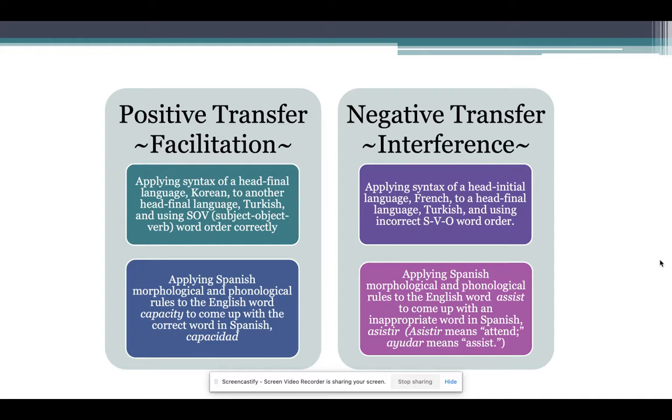Negative transfer, in contrast, is when a difference between the L1 and L2 causes learners to make errors or learn more slowly. For example, in English, we change our negatives when they're used with verbs. So we say, I'm not going to the party, instead of "I'm no going to the party" in Spanish. However, they don't need to change the negative to use it with a verb. Therefore, if a Spanish speaker uses the Spanish grammar to form English sentences, and they say stuff like, "I no like seafood," that would be a negative transfer.